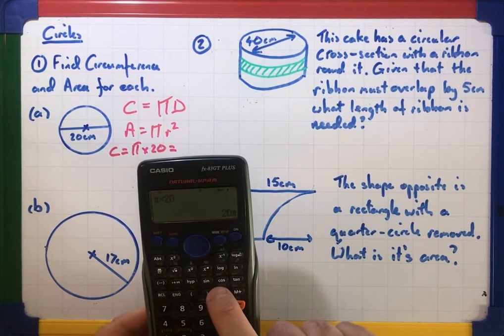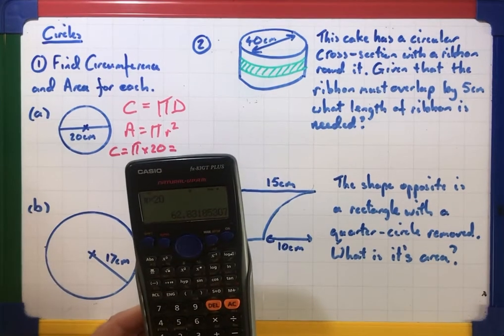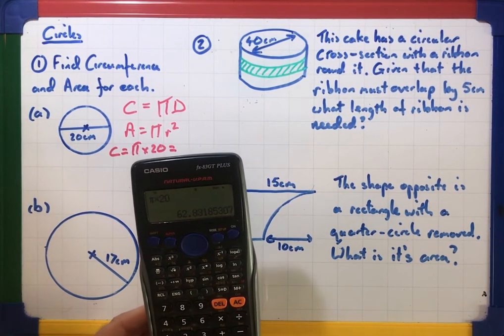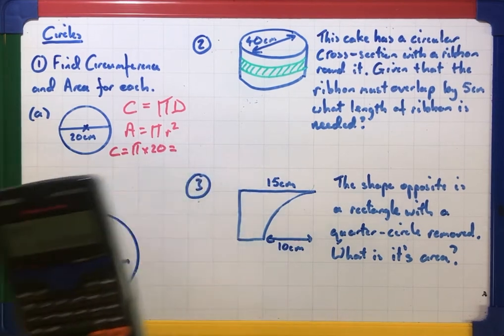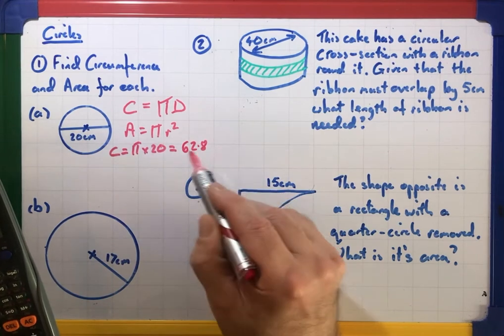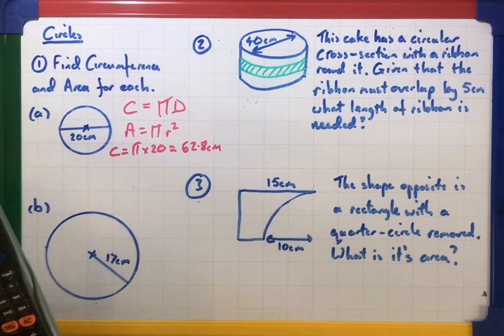I don't really want that, I want a decimal. So if I press that, it tells me it's about 62.8. Just round sensibly with these ones, so 62.8 would do fine. And not forgetting our units of length, so centimetres.